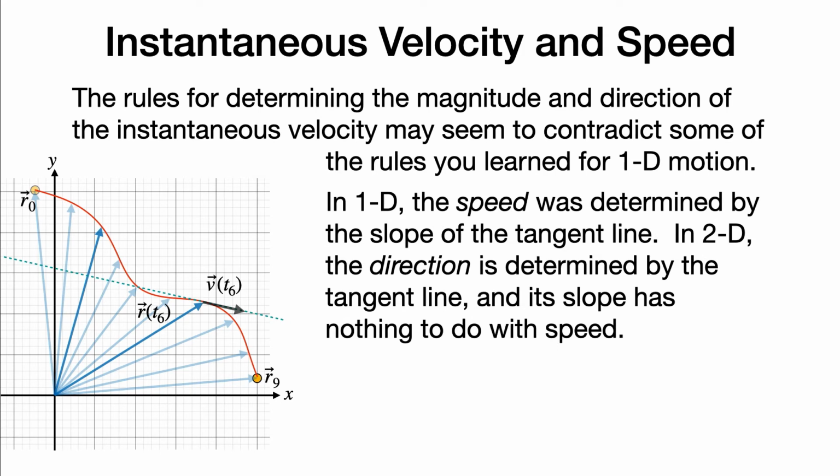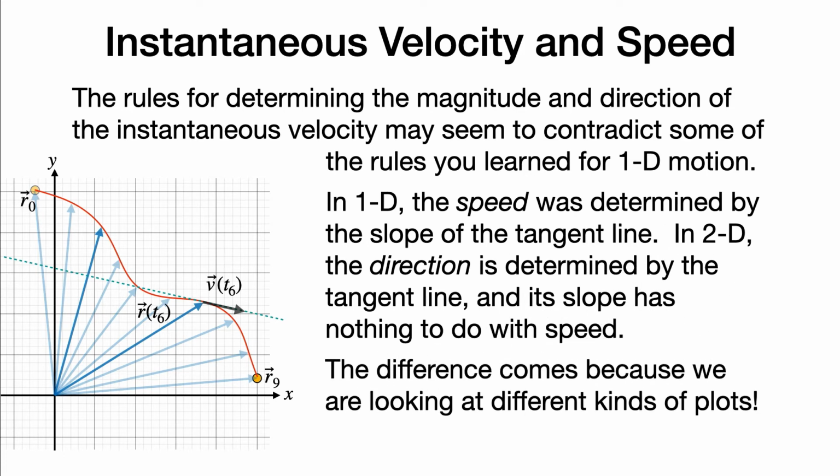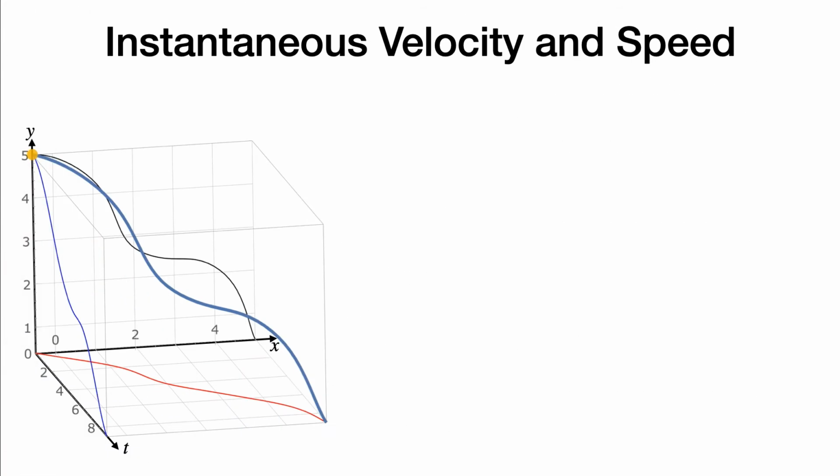In 1D, the speed was determined by the slope of the tangent line, but in 2D, the direction is determined by the tangent line and the slope has nothing to do with speed. The difference comes because we are looking at different kinds of plots. Let's look at this a little bit more carefully.